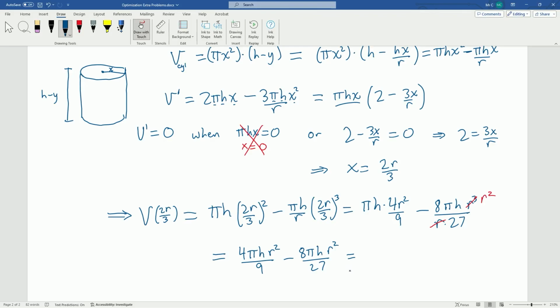Okay, so now I need a common denominator because I've got pi h r squared, pi h r squared. If I just had a common denominator, this would be easy. I could multiply by 3 over 3. It's 12 pi h r squared minus 8 pi h r squared over 27. And if I have 12 pi h r squared minus 8 pi h r squared, that's 4 pi h r squared over 27.